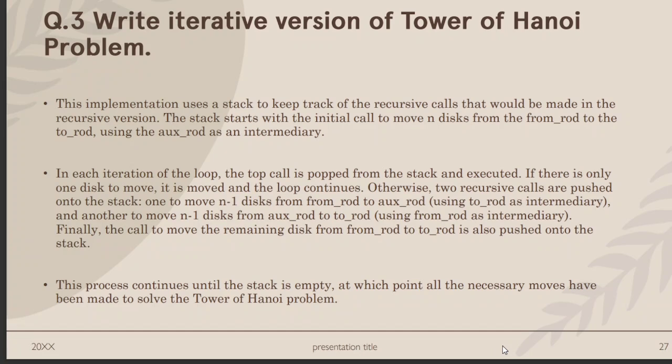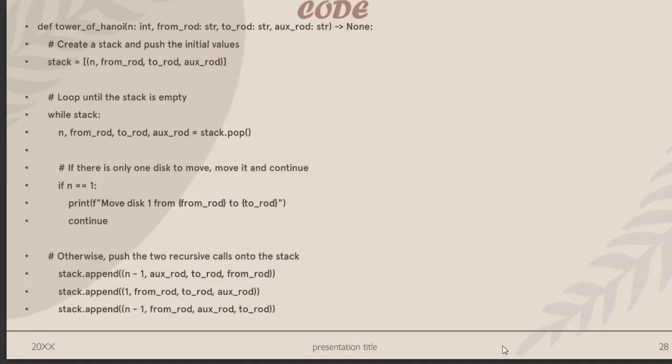Finally, the call to move the remaining disk from the source rod to the destination rod is also pushed onto the stack. This process continues until the stack is empty, at which point all the necessary moves have been made to solve the Tower of Hanoi problem. This is the Tower of Hanoi problem.